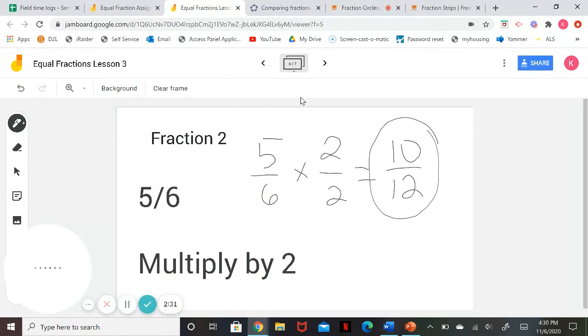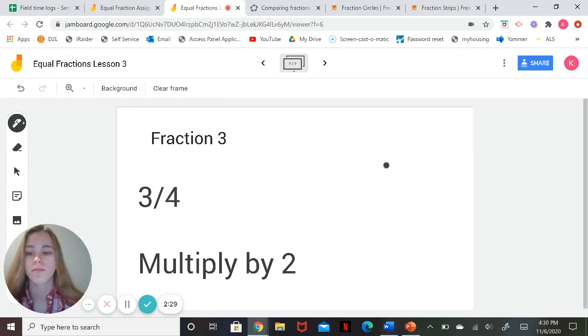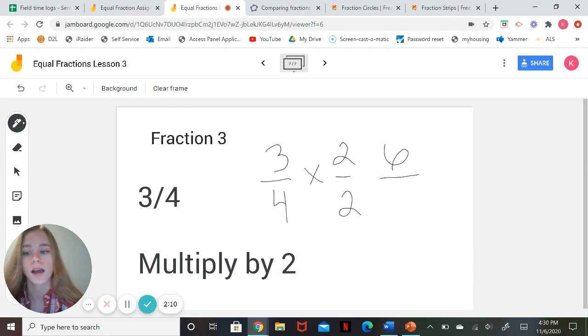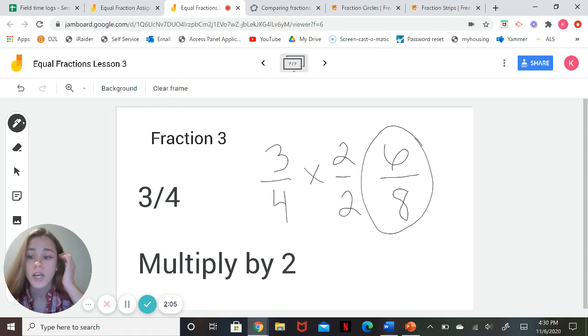All right, now we're going to go ahead and look at fraction number 3, which is 3/4. And we're going to multiply both, like you guys know by now, the numerator and the denominator both by 2. So we're going to multiply it by 2/2. So 3 times 2 equals 6. And then we want to do 4 times 2, which is going to equal 8. And this is our equivalent fraction. So 3/4 is equal to 6/8. They are equivalent fractions, right?